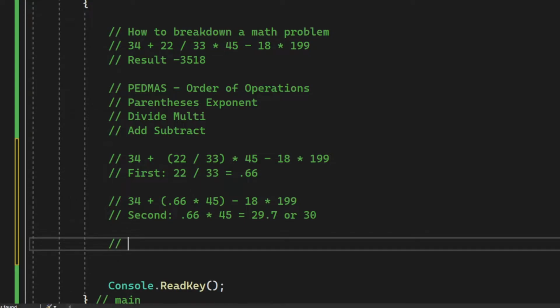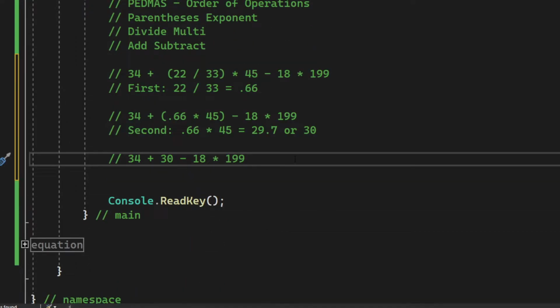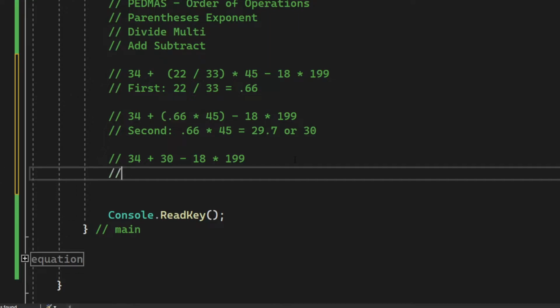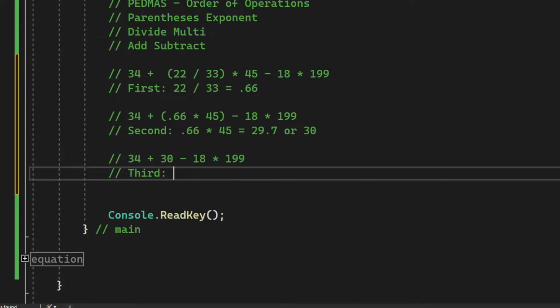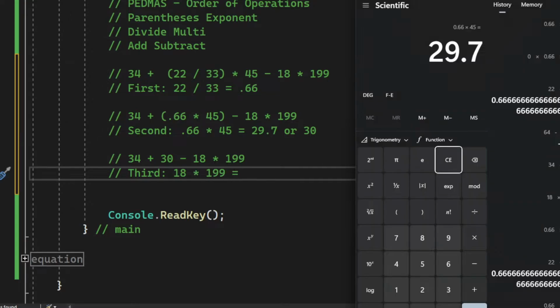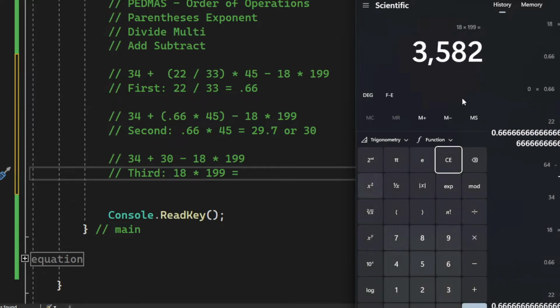And so now we're going to come down here, and now it's going to be 34 plus. Remember, this all resolves to 30. So I'm going to do 30 minus 18 times 199. Do you see the next part that we are going to perform our math operations on? Remember PEMDAS, this divide and multiply. So if we go from left to right here, we now find another multiplication. So we're actually going to perform math between 18 and 199. Always these two-number operations. So here we're doing 18 times 199, and that returns a result of 3582.